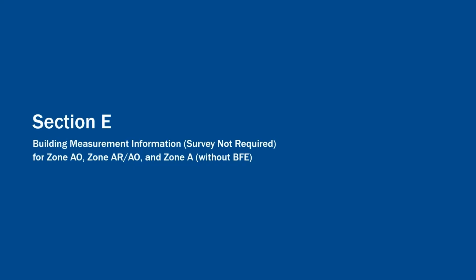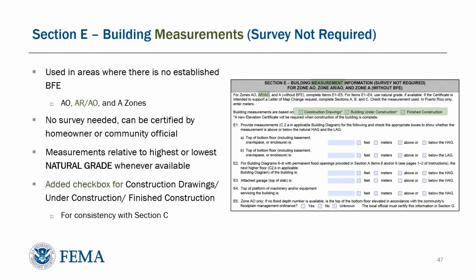Section E is for building measurements, not surveyed elevations. Surveys are not required for Section E. The section is primarily used for AO zones and A zones without BFE, and the form now clarifies that it also applies to AR/AO zones. All measurements in Section E should be relative to natural grade when that is known.